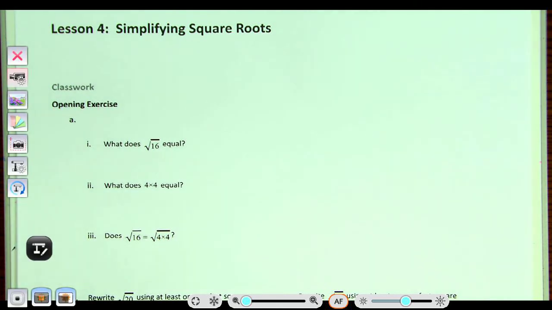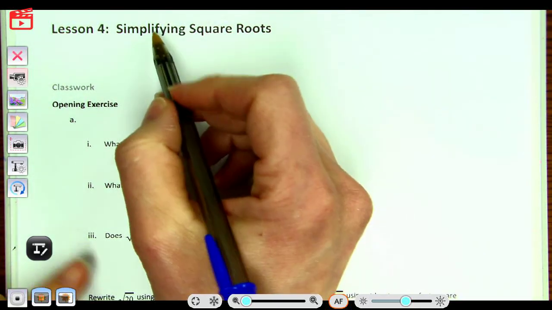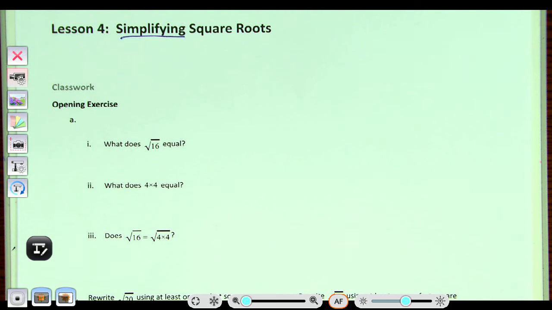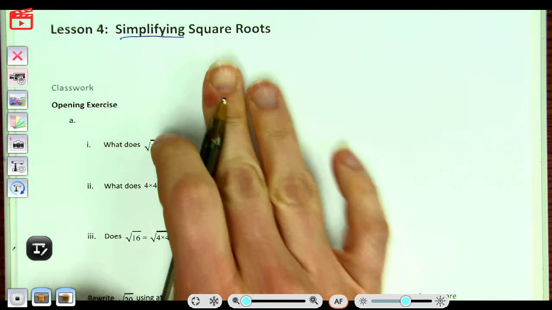In Module 7, Lesson 4, we talk about simplifying square roots. Simplifying means we want to break things down, but we don't necessarily need to evaluate it. The reason for simplifying square roots is that when we try to evaluate some of these, we're going to get what's called an irrational number. It's a decimal that goes on and on forever, doesn't stop, doesn't repeat. Okay, so let's review our understanding of square roots.